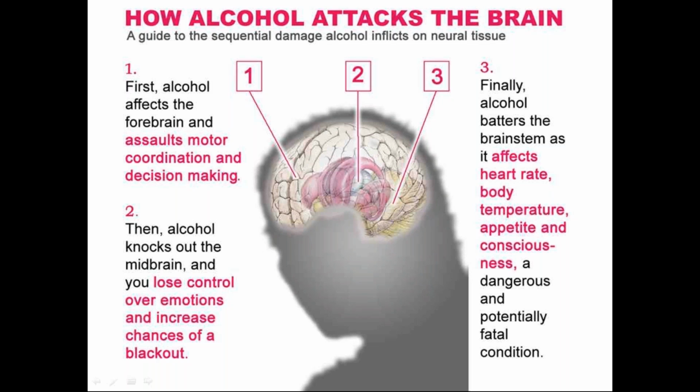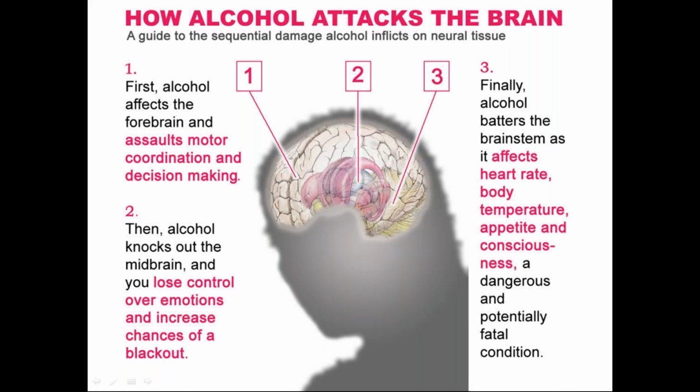So how alcohol attacks the CNS is, you can hear, first alcohol affects the forebrain in the cerebral system. It affects the forebrain and assaults the motor coordination and decision making. The person will lose decision making and coordination. First of all, it affects the forebrain, and then alcohol knocks out the midbrain after that. And then if the midbrain is affected, then the person will lose control over the emotions, and there is increased chance of blackout. The person will be unconscious on the roadside.